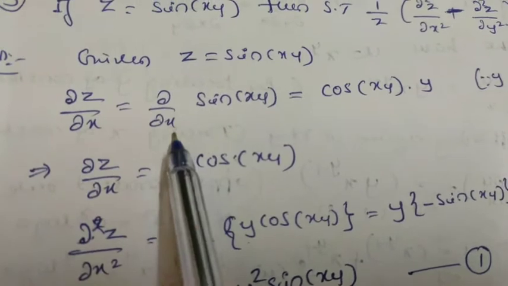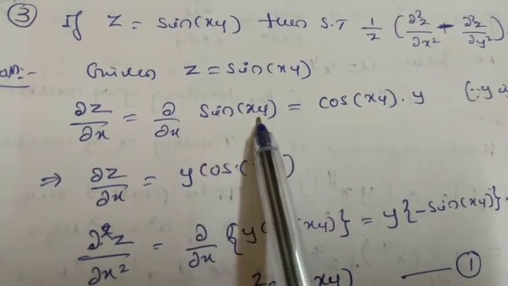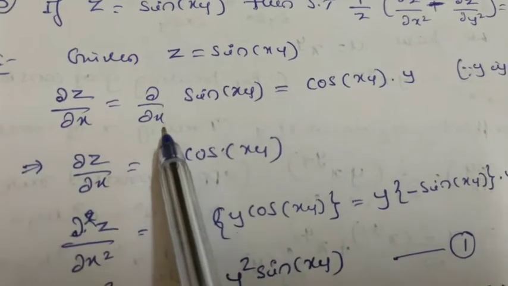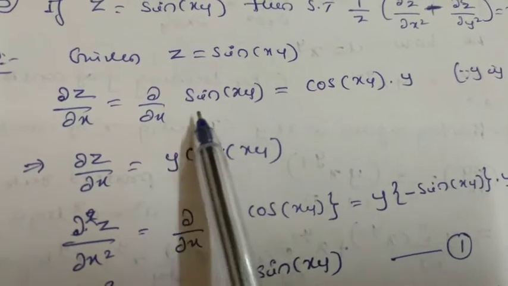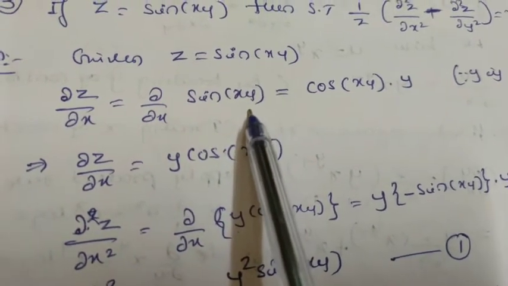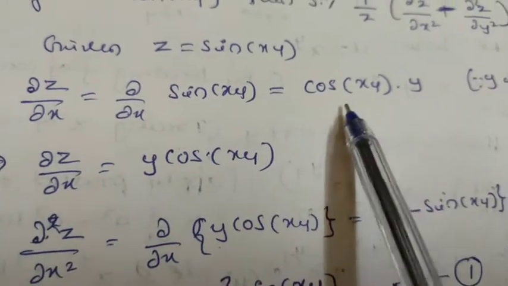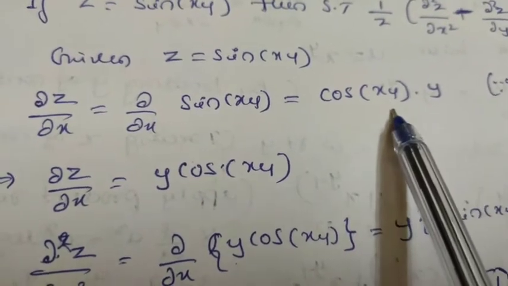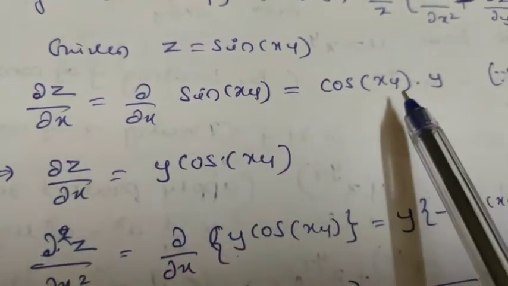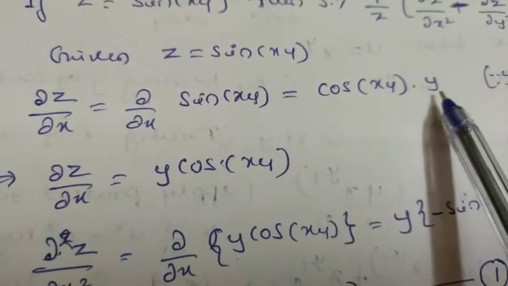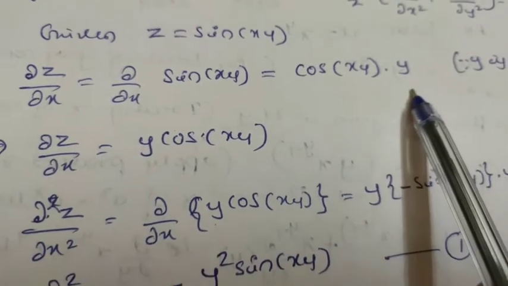Let us find ∂z/∂x. It is equal to ∂/∂x of z. z is sin xy. We are differentiating sin xy partially with respect to x. As I told you, while differentiating partially with respect to x, we have to treat other variables as constant. So here the derivative of sin xy is cos xy into the derivative of xy. The derivative of xy with respect to x means y is constant, and the derivative of x is 1. So it is cos xy into y.